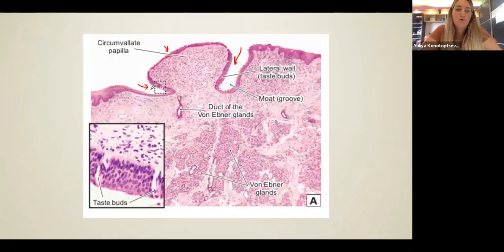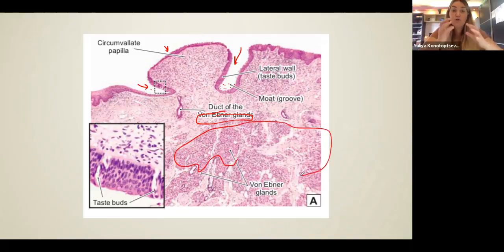What is the issue with those clefts? They get dirty, okay? Food can accumulate here, food particles. If food particles accumulate here, bacteria will start to accumulate here. If bacteria are here, inflammation, right? So we don't want that. We need to clean the clefts. Who does it? Von Ebner's gland. Right under the circumvallate papilla, you're gonna see that there are lots and lots of serous salivary glands.